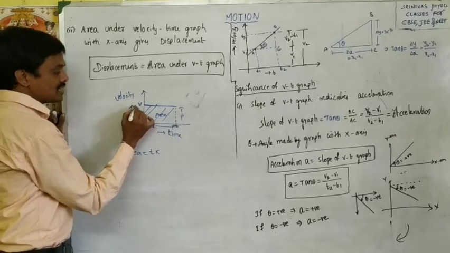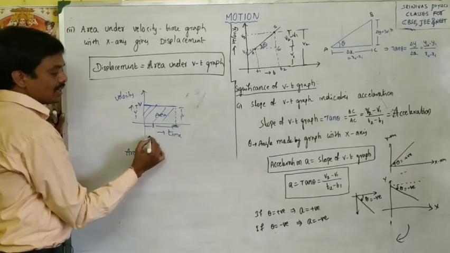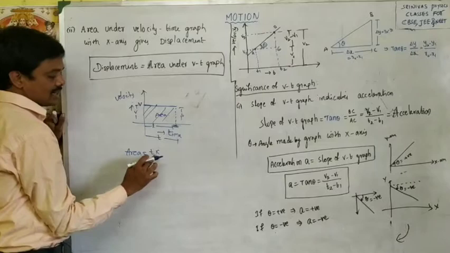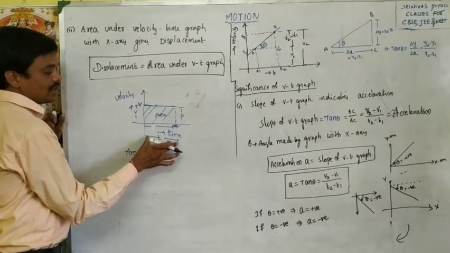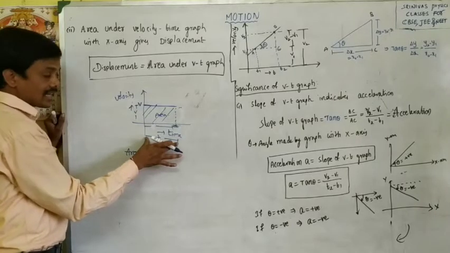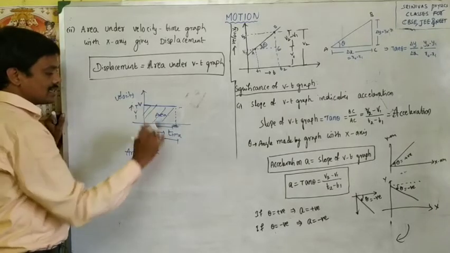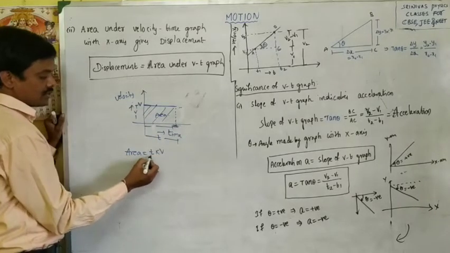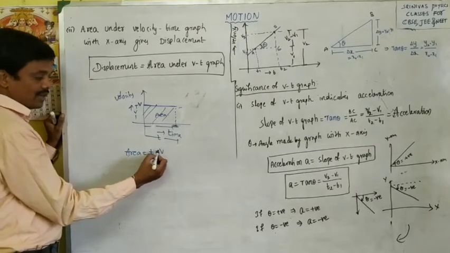Here v means this distance is v, here t means this distance is t, right? Here we have the formula length into breadth. That is, length is time, because on the x-axis we are taking the time, and breadth is v, velocity. The area gives t into v, velocity into time.